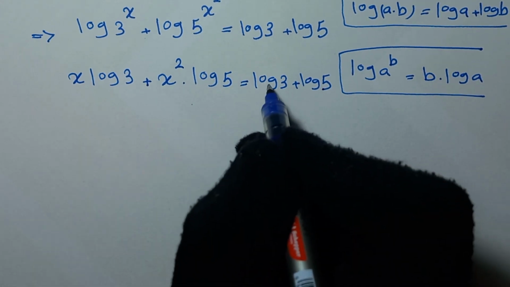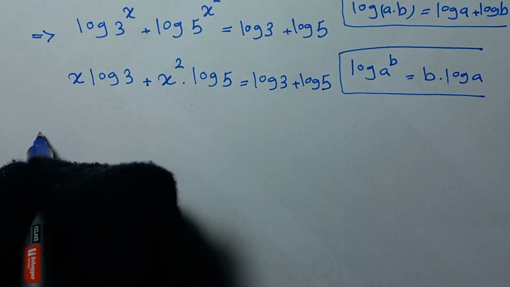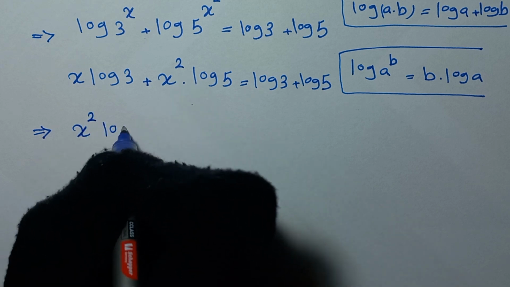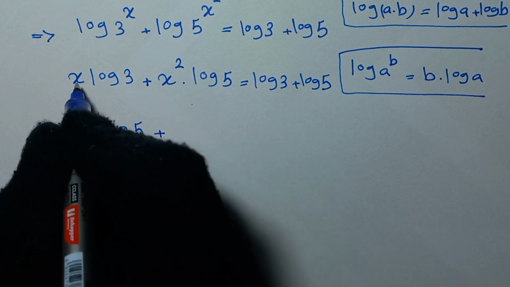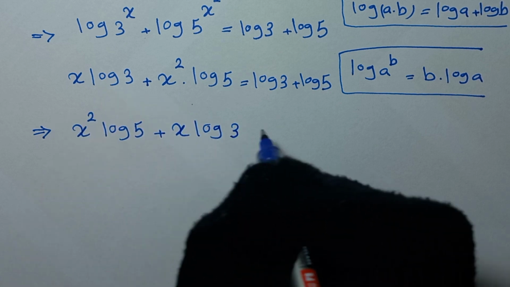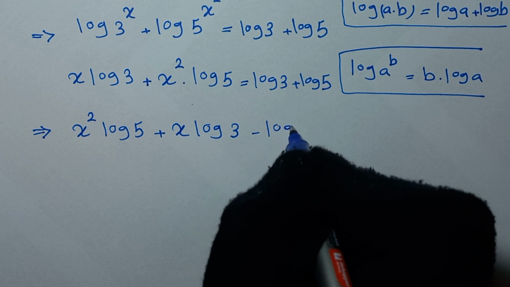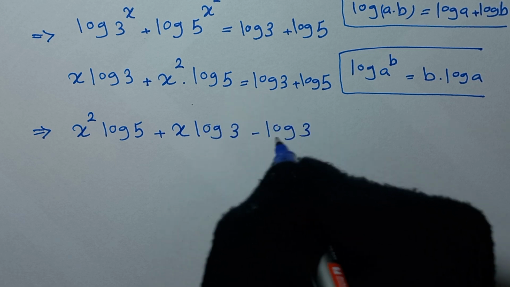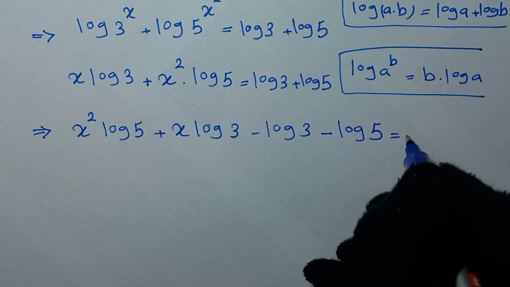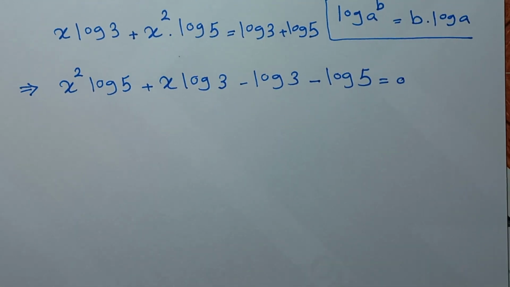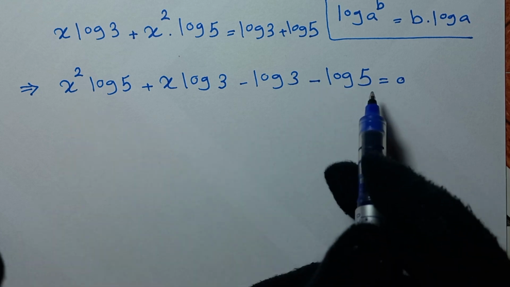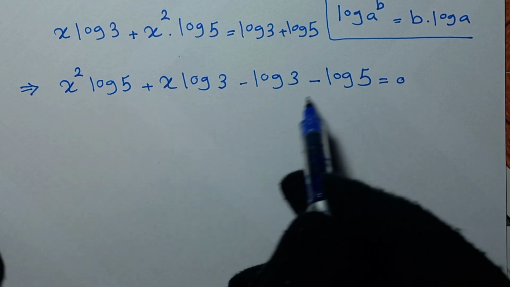And in the next step, we take these two parts to this side, and it will be x squared log 5 plus x log 3, and minus log 3. This to this side will be negative log 3, and minus log 5 is equal to 0. And here, if you look at this equation carefully, this is in the form of a quadratic equation, right? Here we have x squared, x, and constant, right?